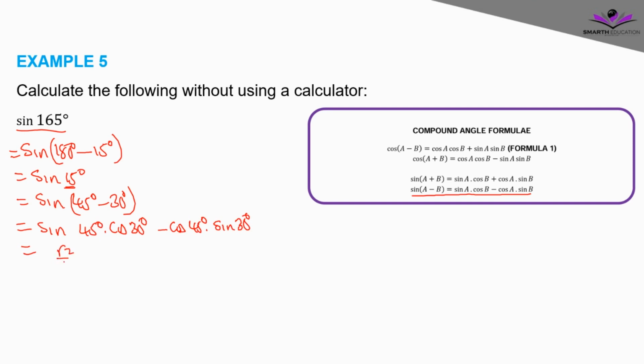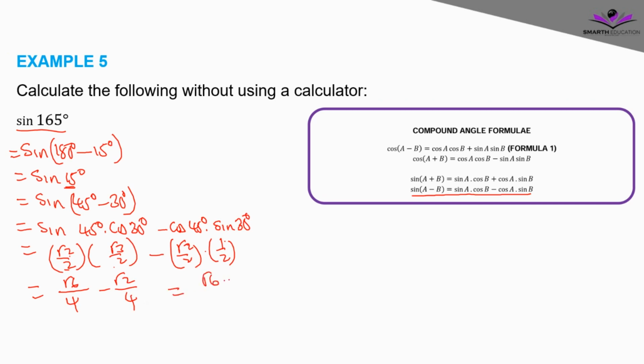This is root 2 over 2, that is sin 45°. Cos 30° is root 3 over 2, minus cos 45°, root 2 over 2, then sin 30°, 1 over 2. And then root 2 times root 3 is root 6. Then 2 times 2 is 4, minus root 2 times 1 is root 2, over 4. Then this reduces to (root 6 minus root 2) over 4.